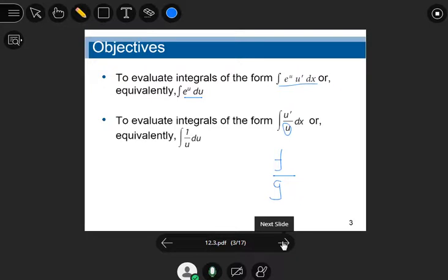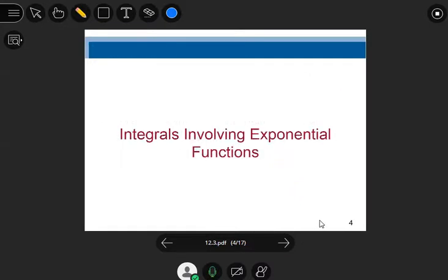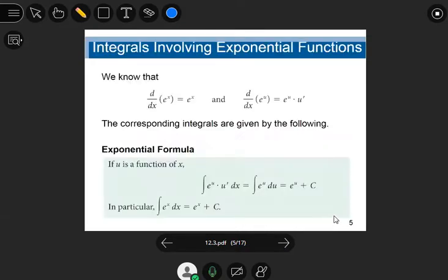First let's move to exponential functions. So this is the first topic, integrals involving exponential functions. Already we know that if we take the derivative of e to the power x with respect to x, it is equal to e to the power x. And then we learn the derivative of e to the power u, where u is a function of x, or sometimes a function of t or y or something. The corresponding integrals are given by the following.